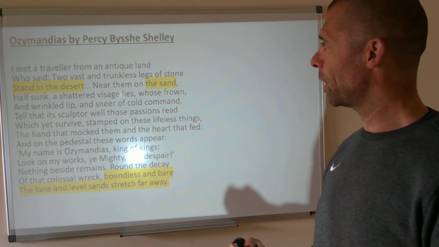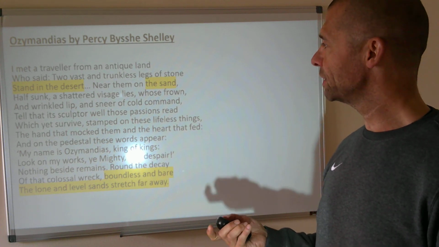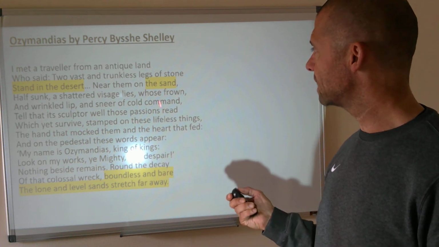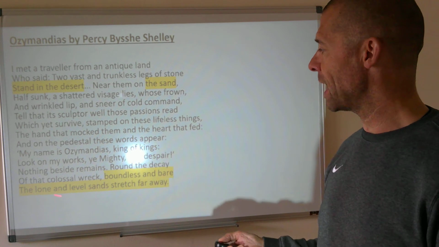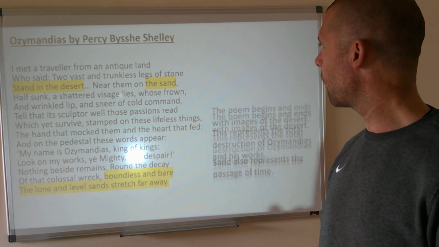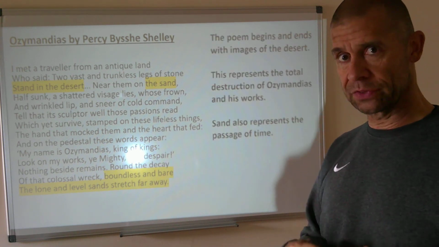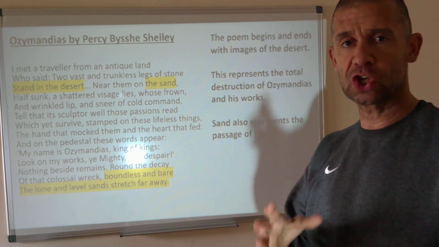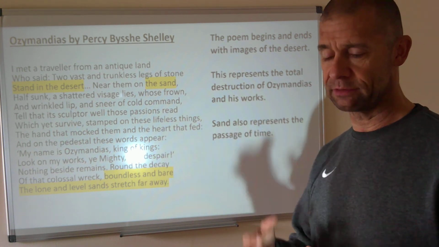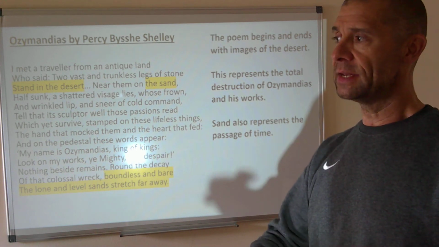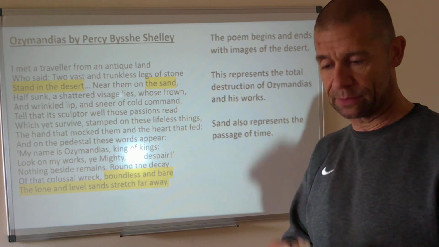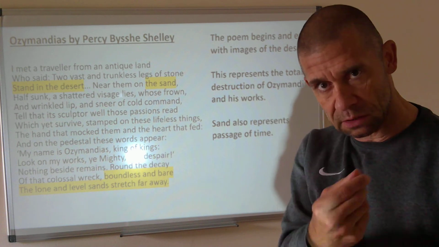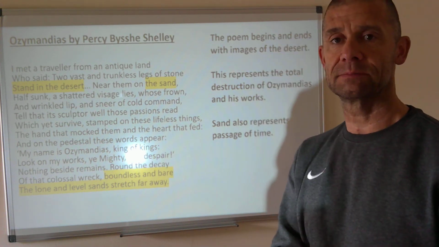The third language point I would pick out is this idea of the desert. And we've got "stand in the desert," "the sand, boundless and bare, the lone and level sand stretched far away." And we have this imagery of the desert at the beginning and the end of the poem. And this represents the total destruction of Ozymandias. There is nothing left, that's sand. Nature has broken his city down into the smallest possible particles that it could be, sand.